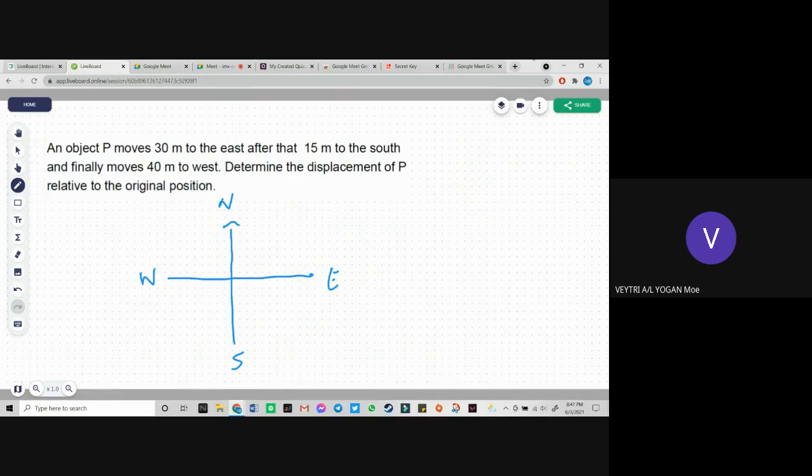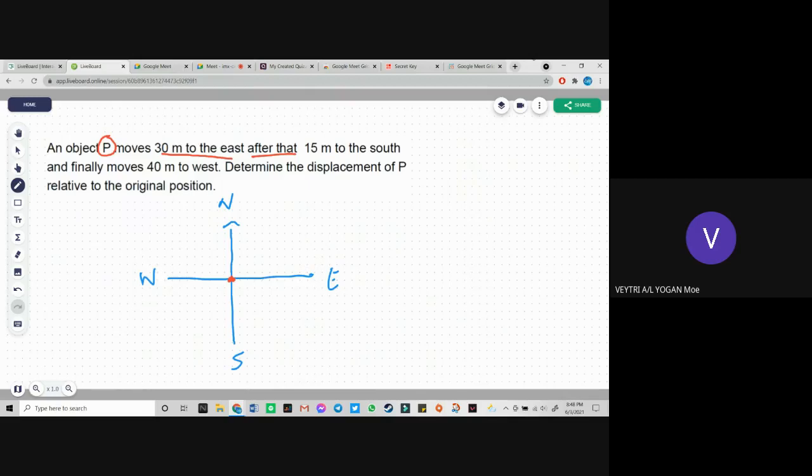Step number two, read properly. Baru you kena tahu. Now, an object P. Object dia, nama dia P. Okay. Moves 30 meter to the east. After that, okay, maksud dia, dia tak bagi any initial point. So, you can safely assume initial point dia dekat sini. Tengah, origin. Okay. Sebab dia cakap after that kan, dia tak cakap before that.